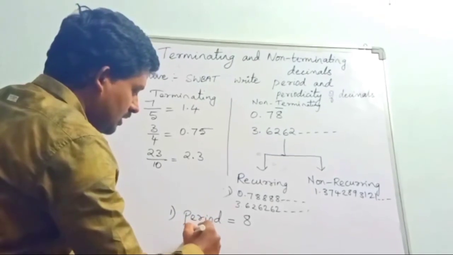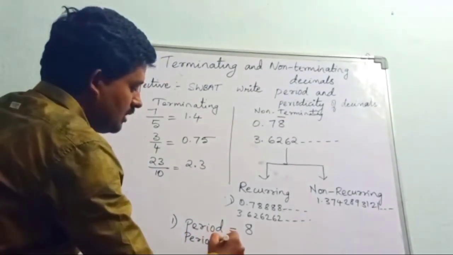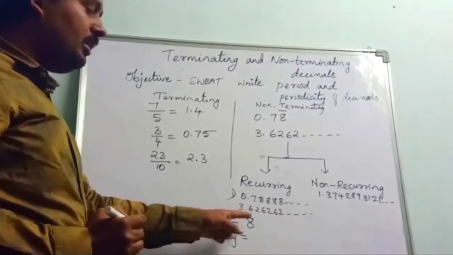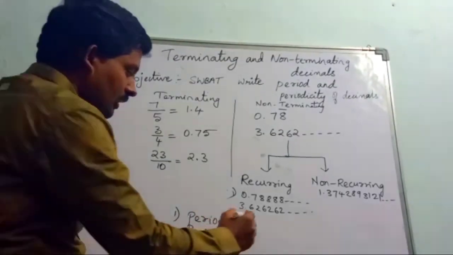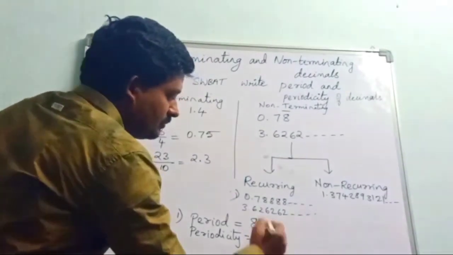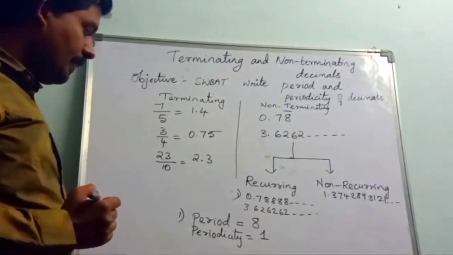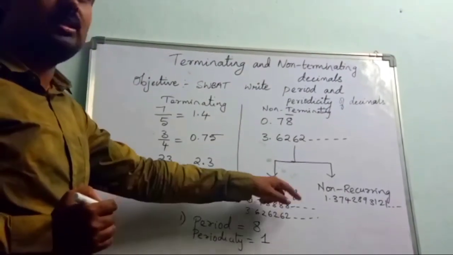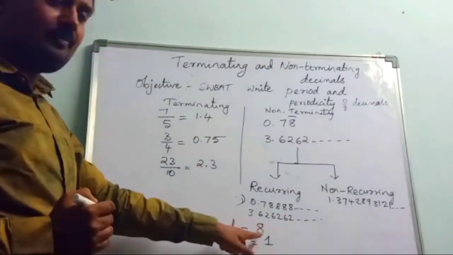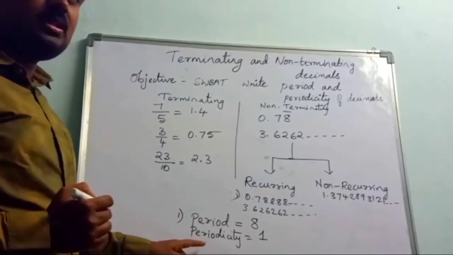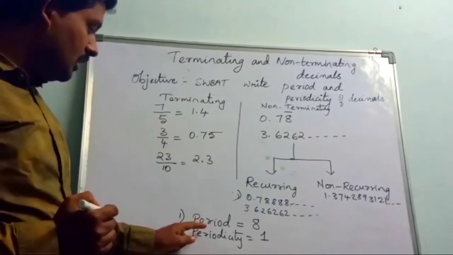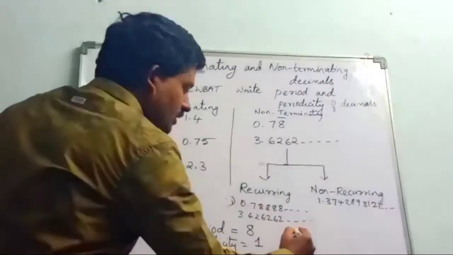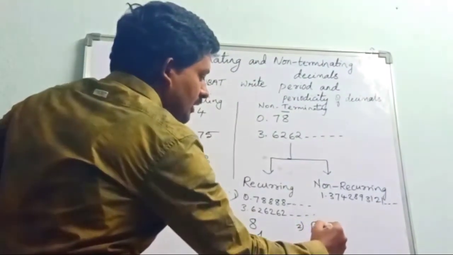What is periodicity? Periodicity is the number of digits in the period. So in the period, how many digits are there? Only 1. So periodicity will become 1. Clear? The period in the first one is 8 because 8 is coming so many times. And periodicity is the number of digits in the period. Here how many digits are there in the period? Only 1.